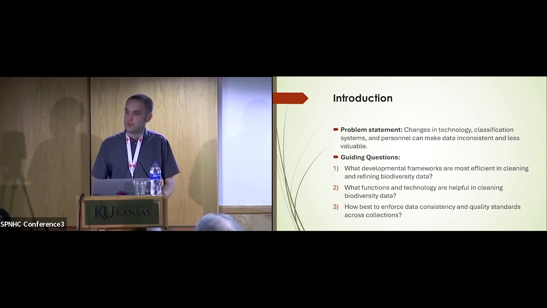The guiding questions for this research paper were the following. 1, what developmental frameworks are most efficient in cleaning and refining biodiversity data? 2, what functions and technology are helpful in cleaning biodiversity data? And 3, how best to enforce data consistency and quality standards across collections. This presentation breaks down the research process, institutional findings from 3 different museums, as well as an analysis section, conclusions, and next steps.